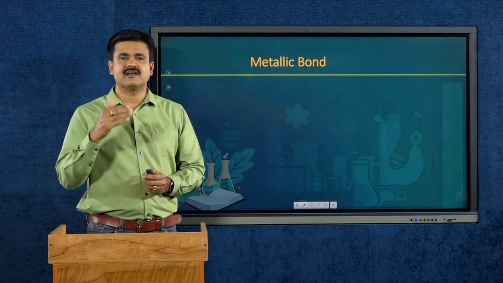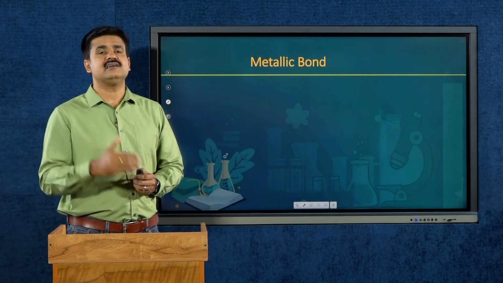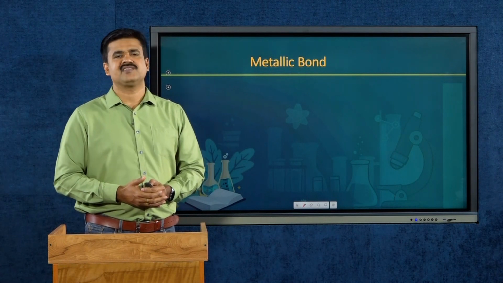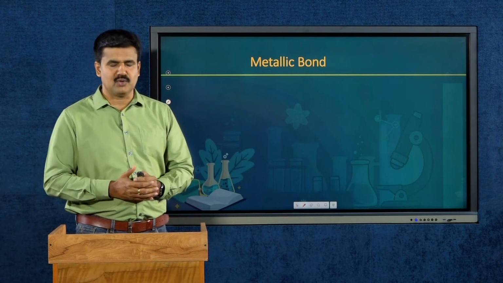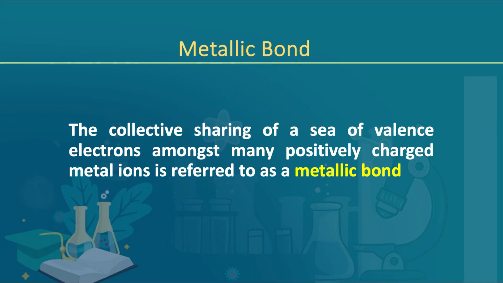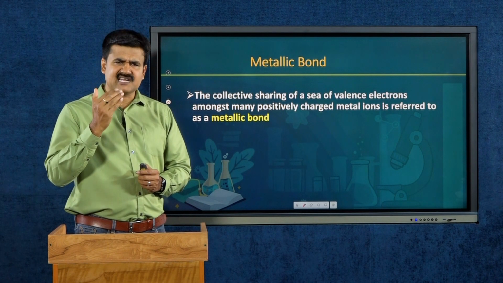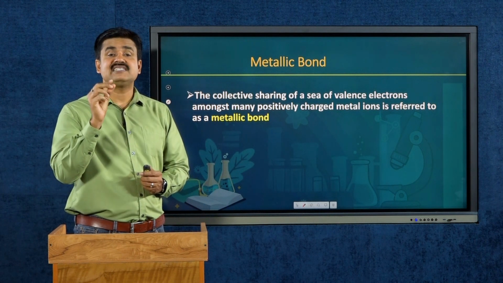Now, we are considering the third type of chemical bond, that is the metallic bond. The collective sharing of a sea of valence electrons amongst many positively charged metal ions is referred to as a metallic bond. Now, we can consider the case of a metallic crystal.